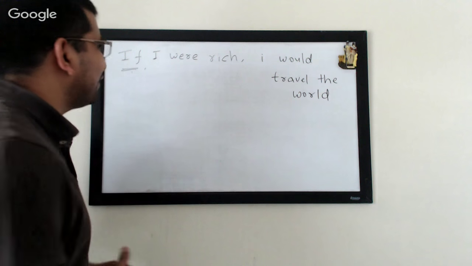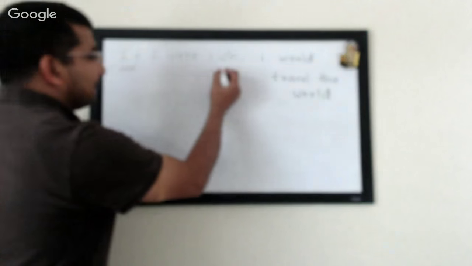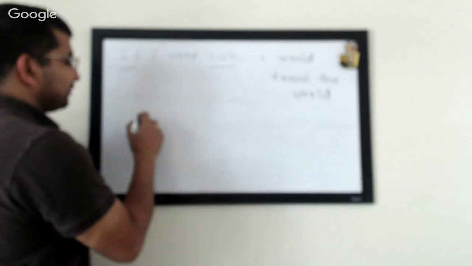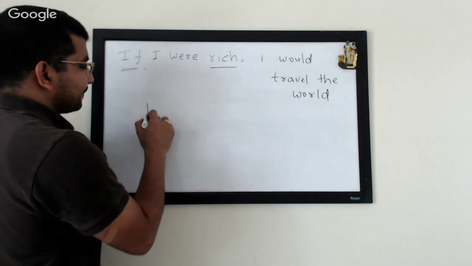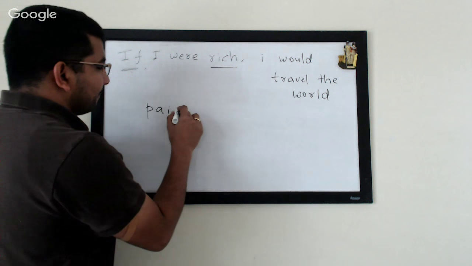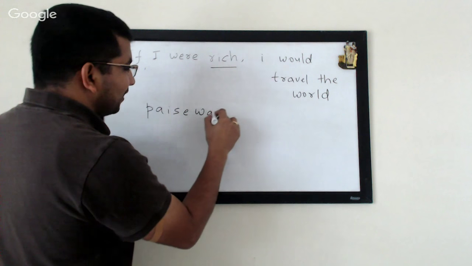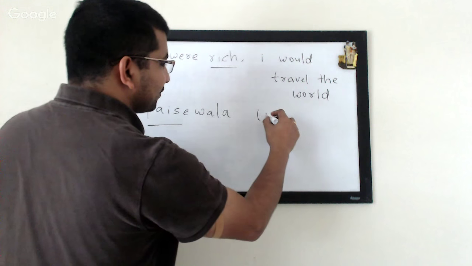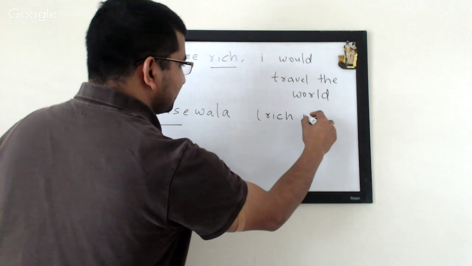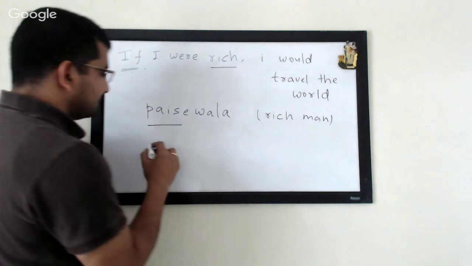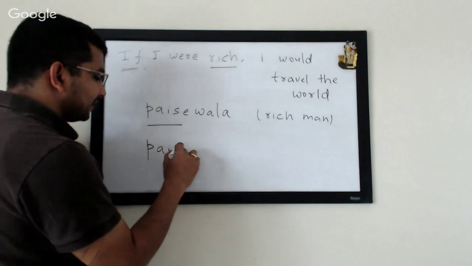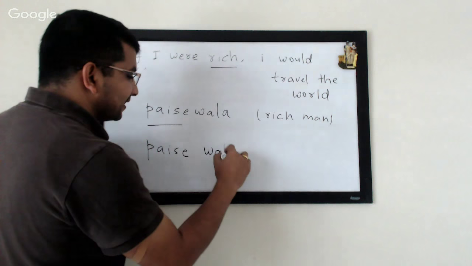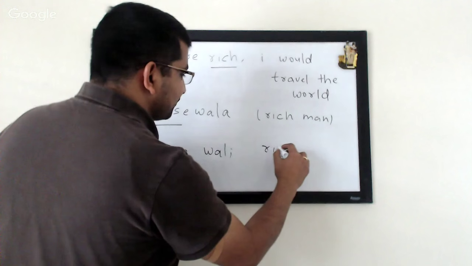So let's just look at how you do it, right? There are many ways to say rich. Rich, you can say पैसे वाला. Paisa is money. पैसे वाला is for a male, rich man. पैसे वाली is a rich woman.